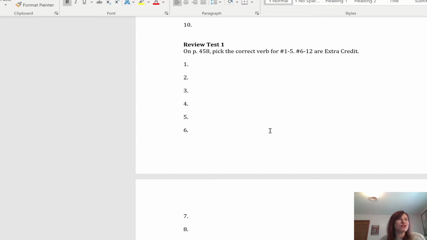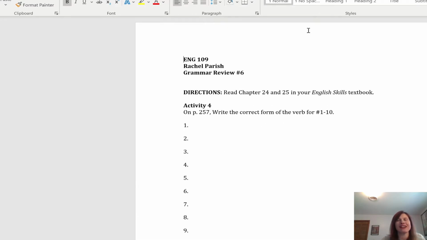Especially if your grade is not where it needs to be or where you want it to be at this point in the class, I would definitely recommend doing numbers 6 through 12, because that's 6 extra credit points you can get right off the bat, and it's just picking the correct verb in the sentence. So it shouldn't be anything elaborate for this grammar review this week.